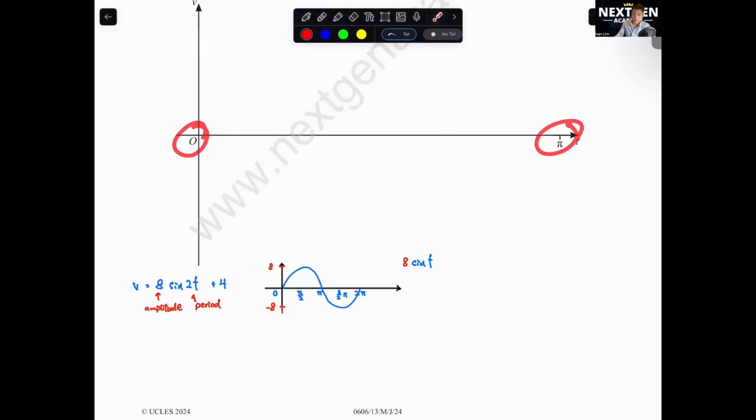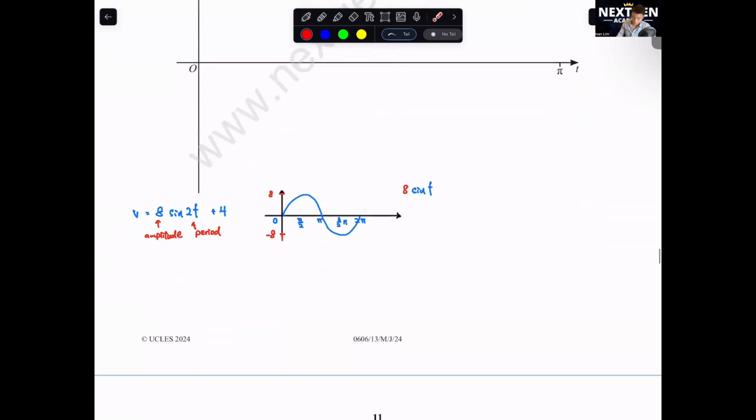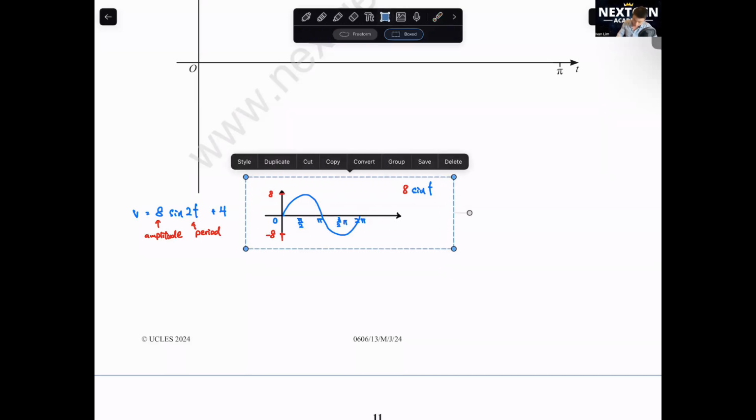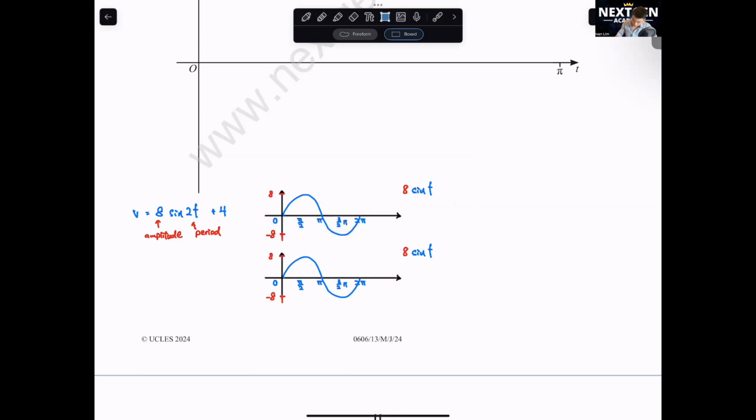Now I have 0 to pi. That means I'm going to fit one entire period in 180 degrees. I will get this same exact graph, just that all these points you need to calculate. Think like this: 2 periods in 360 degrees means everything needs to be divided by 2. So I want you all to draw this same exact graph, but right now all of these values need to be divided by 2.